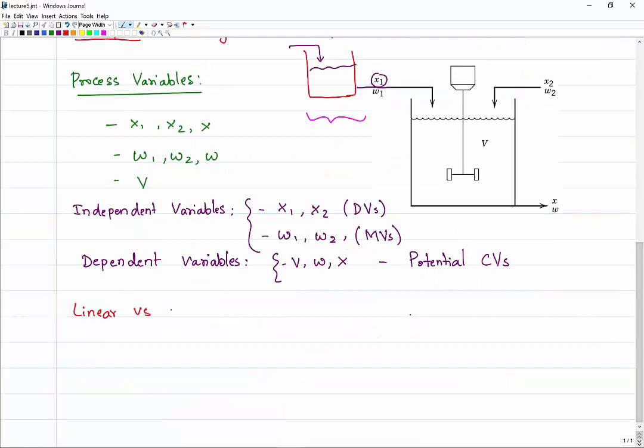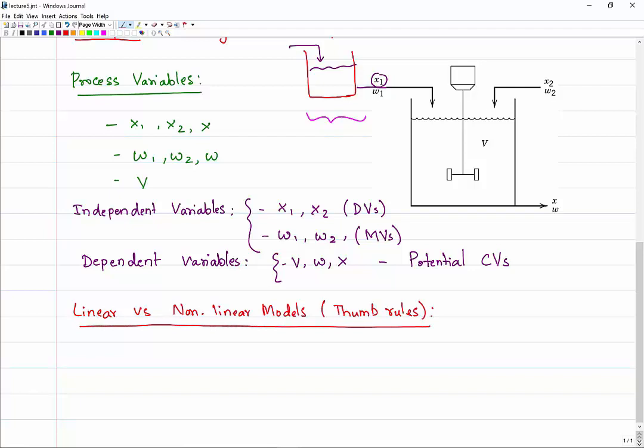Now that we know the difference between independent and dependent variables, let's try to distinguish linear models from nonlinear models. There is a very rigorous way of proving whether a given model is linear or nonlinear. A lot of those rigorous mathematical details are provided in the textbook. If you're interested in the mathematical details, please refer to the textbook in Chapter 2. Instead, in this lecture, I'm simply going to give you three very important thumb rules that will allow you to identify whether a given set of differential equations that define a process are linear or nonlinear.